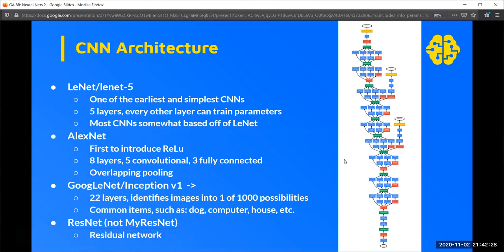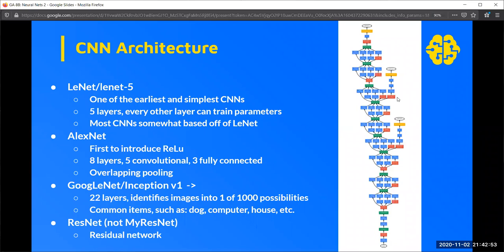My brain is fried. The image on the right is the GoogleNet. It's got 22 layers, and I know the picture is kind of hard to see, but I just put it there so you could have an idea of how complex it is, because it has a lot of layers. 22, which is way more than the previous ones, 5 and 8.